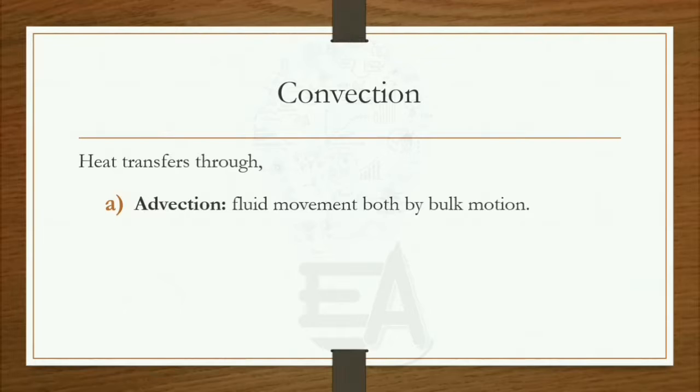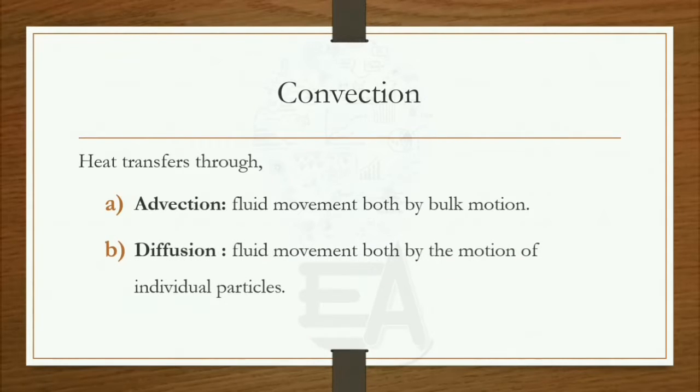First reason is advection. What is advection? Fluid movement by bulk motion. For a convection there must be two mediums, from one fluid to another fluid the heat is transferred. And second is diffusion. Fluid movement by the motion of individual particles, means heat transfer between two individual particles. But in this, advection has a larger part in convection heat transfer. Diffusion has less. So mostly advection is used for heat transfer through convection.